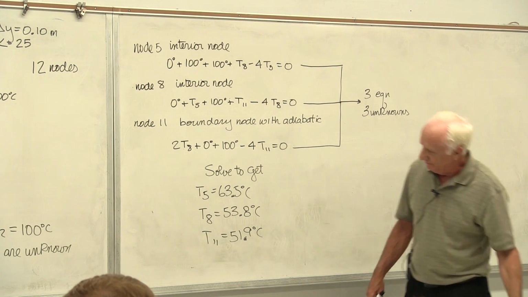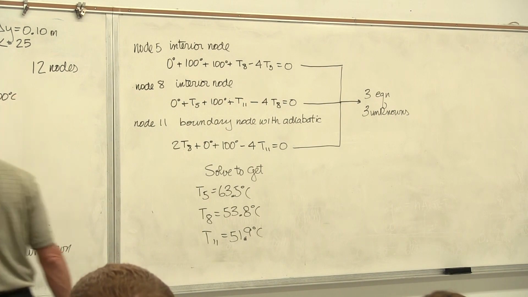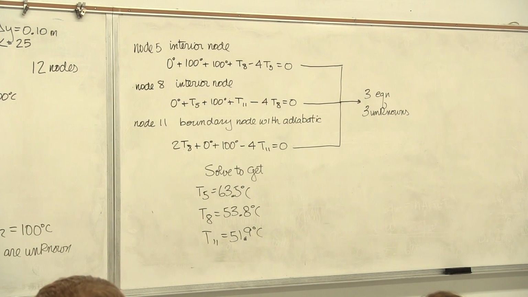If those numbers aren't good enough, and they're not, it's a very coarse grid, make the grid size smaller and get more accurate answers. Okay, I'll make the grid size 5 centimeters. That's 10 centimeters, I'll make it 5 centimeters.